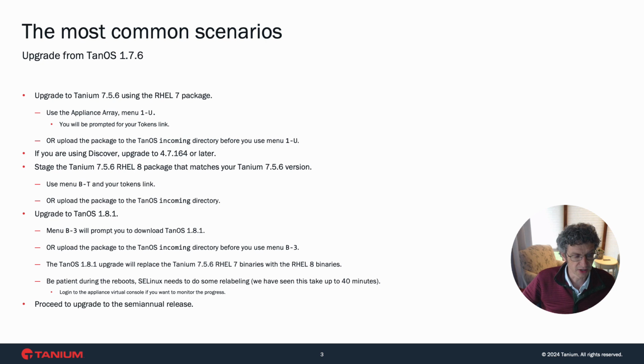The TanOS 181 upgrade will replace the 756 Red Hat Enterprise Linux 7 binaries with Red Hat Enterprise Linux 8. That's part of the upgrade process. It's done automatically for you.